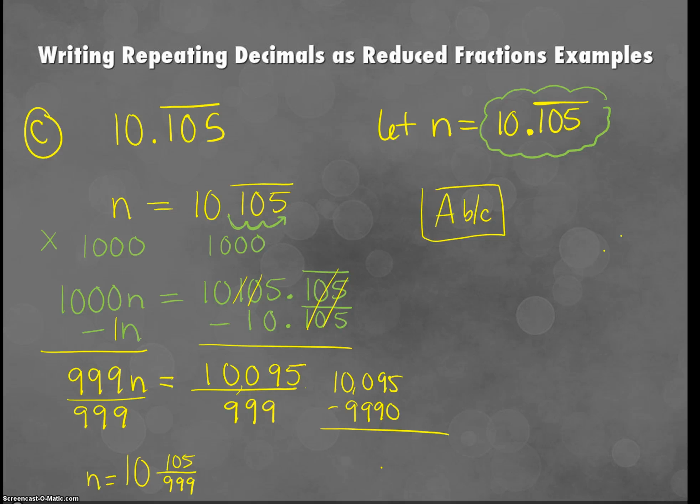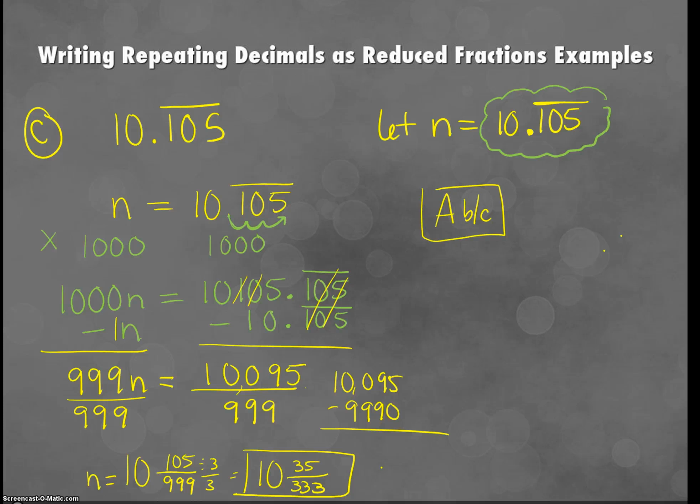Now that's not reduced. I can reduce that by dividing both by 3 over 3. I get 333 on the bottom. And on the top, I get 35. So my reduced mixed number is 10 and 35 over 333.